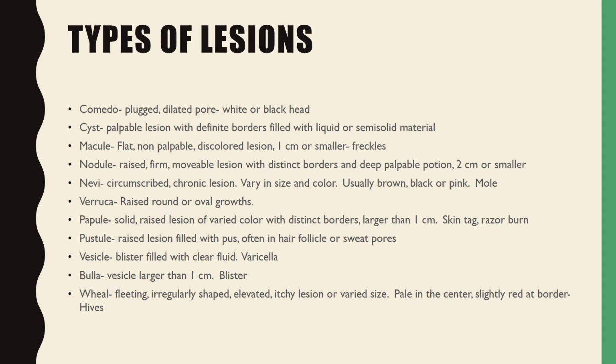Often this can be a hair follicle or sweat pore. Vesicle is a blister filled with clear fluid. And a bulla is a vesicle larger than 1 centimeter. So this would be a blister, whereas a vesicle you would see in varicella. And then a wheal is a fleeting, irregular shaped, elevated, itchy lesion. It's pale in the center, slightly red at the border, and this would be a hive.